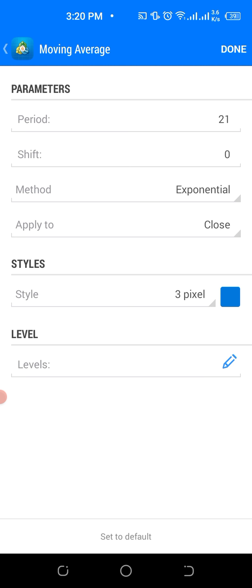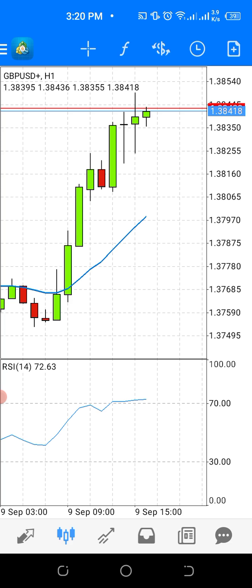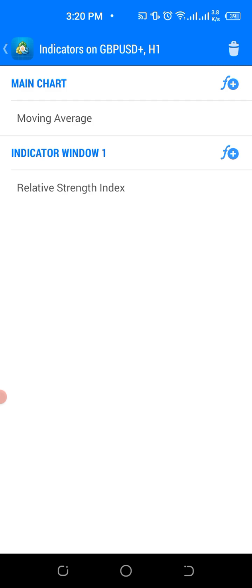So this time it's going to be 21, and the color is blue. That's the only thing you're changing. Change it to 21 and your color should be blue. So still exponential. Shift is still 0. Everything is the same. If you have done that, just click on OK or done.